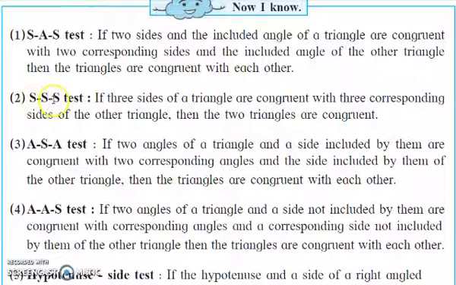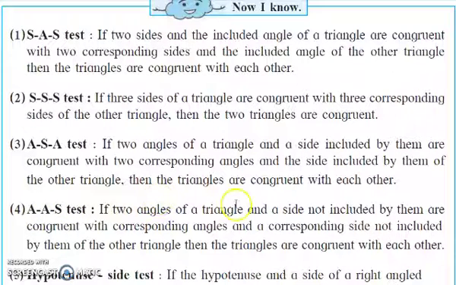Side side side test means if all the three sides of a triangle are congruent with the corresponding three sides of the other triangle, then the two triangles will be congruent. Angle side angle test means two angles of a triangle and one side in between that, if it is congruent to two other angles of another triangle and in between that one side, then the two triangles are congruent with each other.